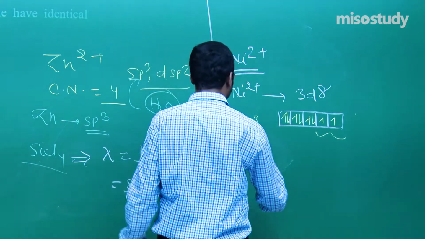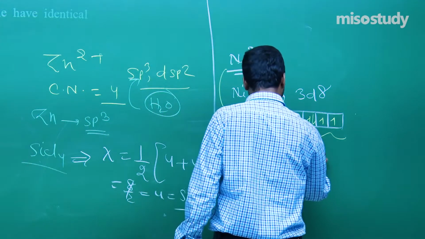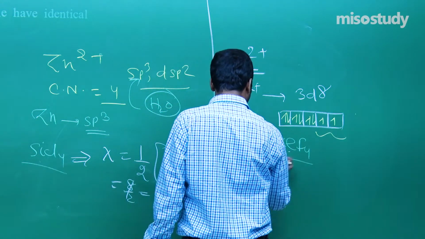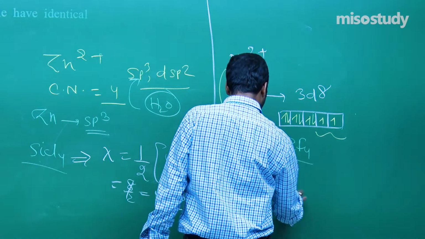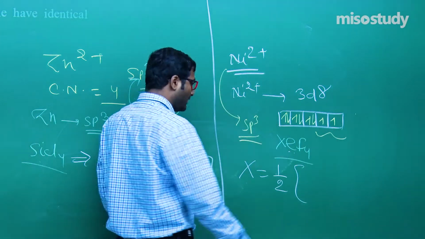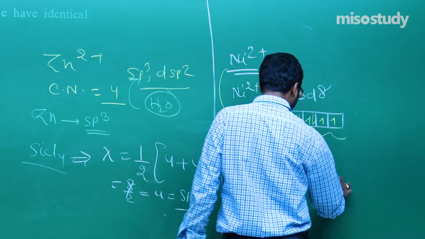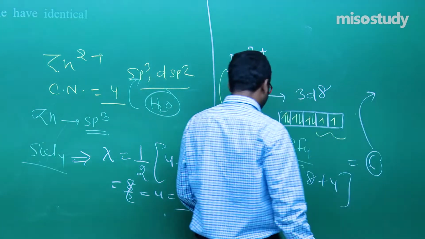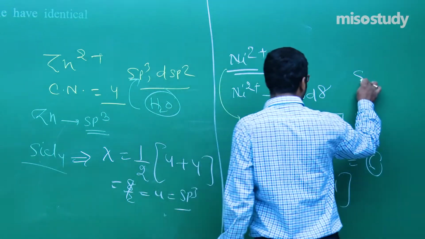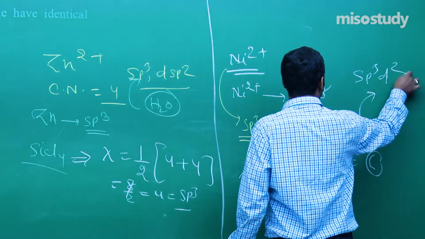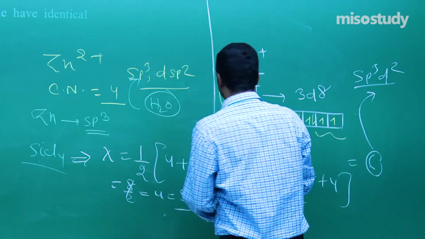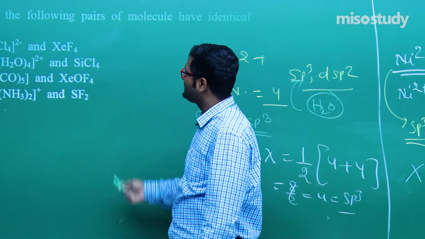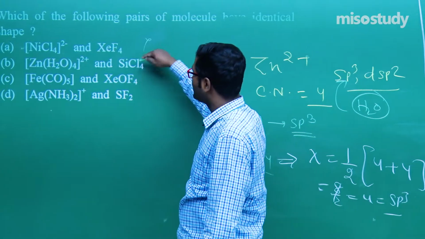Now check out XeF4, that is xenon tetrafluoride. How to find the hybridization? X is equal to 1 by 2. What is the valence electron count? 8 plus 4, that is 12. 12 divided by 2 is equal to 6. If the value of X is equal to 6, then the hybridization is sp3d2, not sp3. So for the first option, one has hybridization sp3 and the second one is sp3d2. So the first is not the correct option.